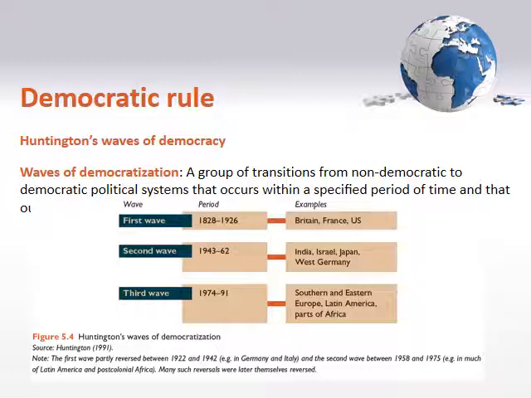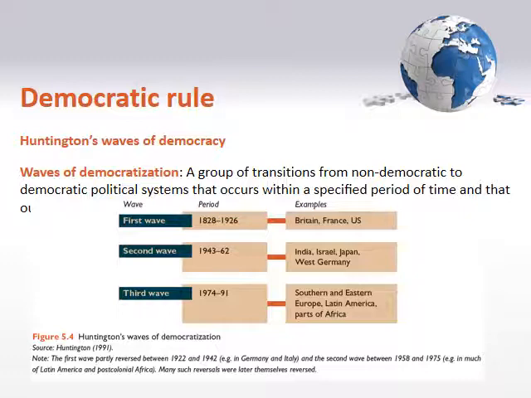Also, we see democratic backsliding. So you could argue that first wave also included Germany, as Germany democratized. But in the aftermath of World War I, and in particular, the Great Depression, Germany slides back into authoritarianism. We see the rise of Nazism, the rise of Hitler. And so Germany would then again democratize after World War II.